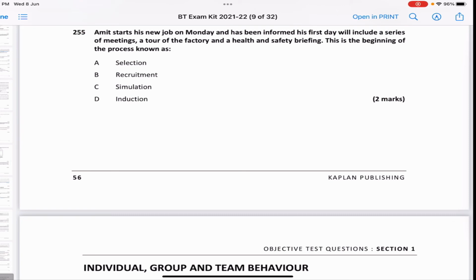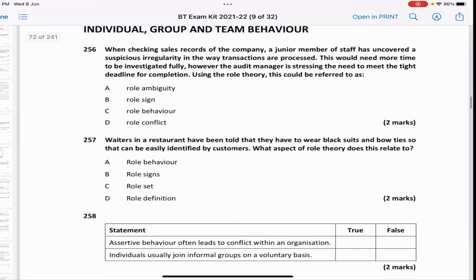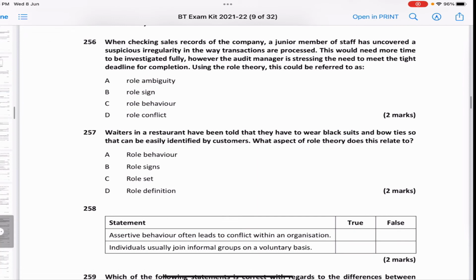Amit started his new job on Monday and has been informed his first day will include a series of meetings, a tour. So, what is that? That is nothing but induction. First day is always an induction. Individual, group, and team behavior.